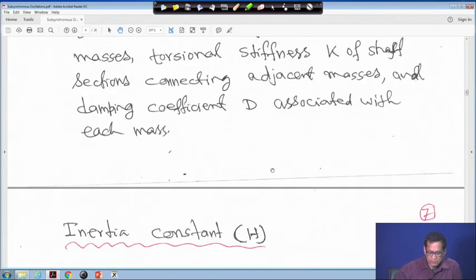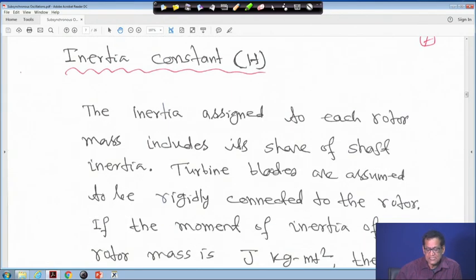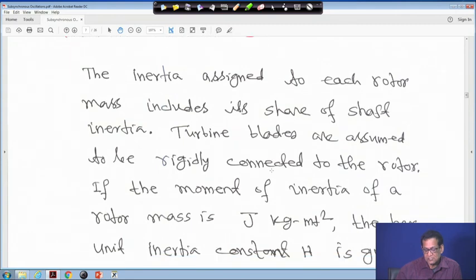Now, the inertia constant H. Earlier we saw this for synchronous machine modeling. When we developed it, we saw that the inertia assigned to each rotor mass includes its share of shaft inertia.